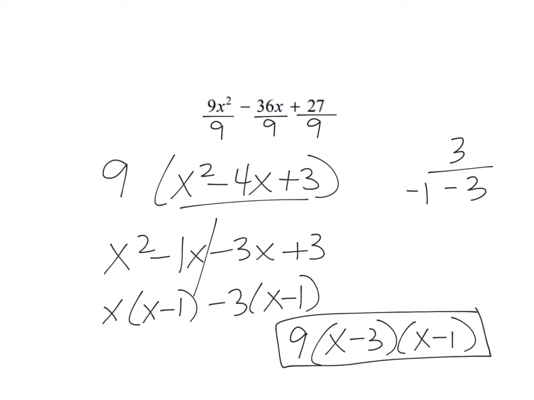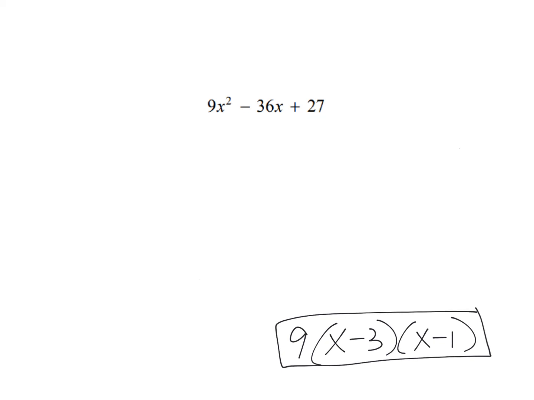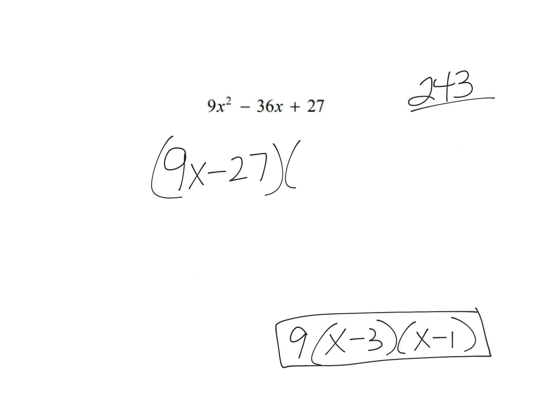So let's say that's not how you did this problem. Let's pretend you actually found the factors of, I think, 243 that added up to negative 36. And you did all your work, and you got something that looked like this: 9x minus 27 times x minus 1. Would that be wrong?